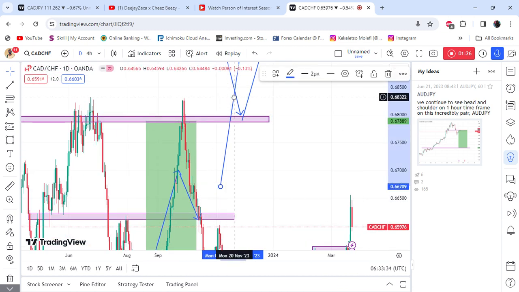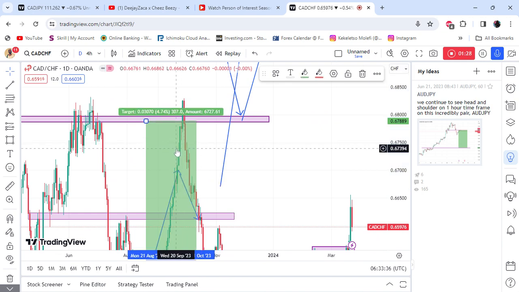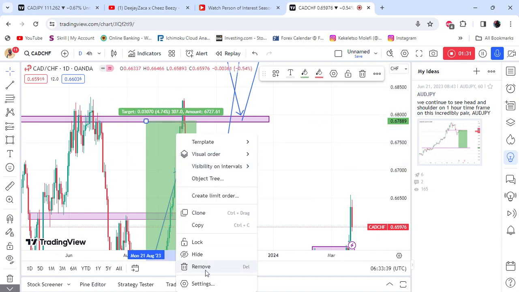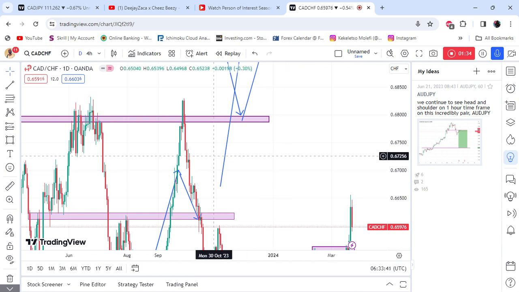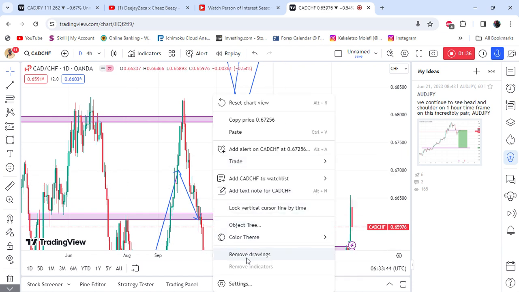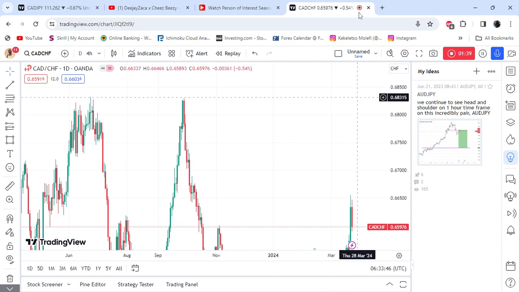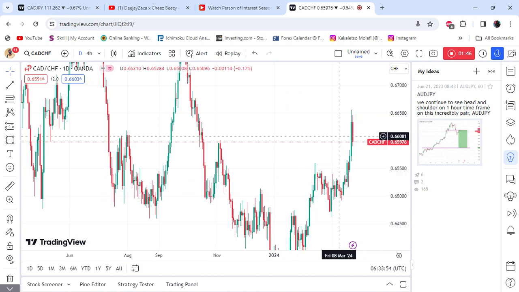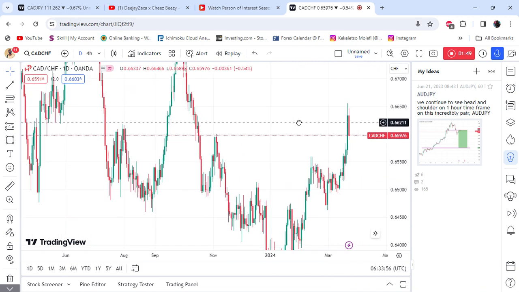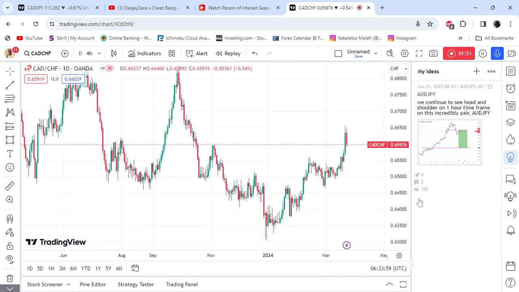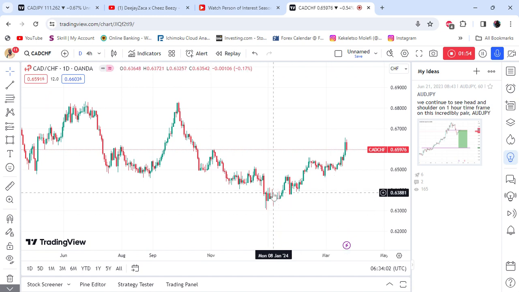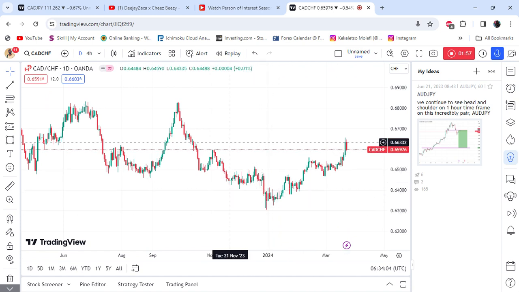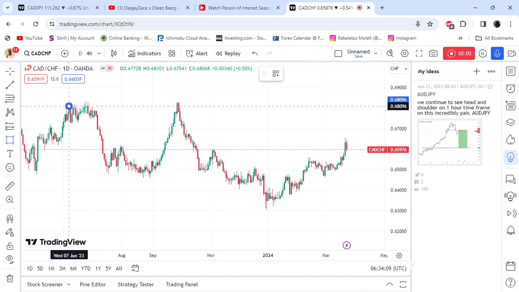So let me just clear everything out and start everything from scratch. This is what our chart looks like when we are not doing anything, before we actually work on our chart. As I said, we are working on support and resistance.